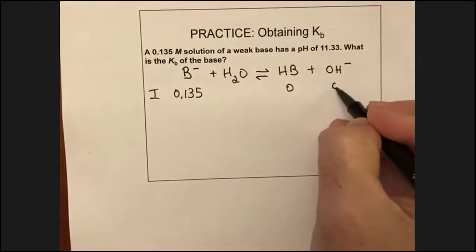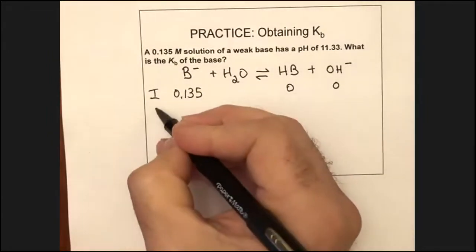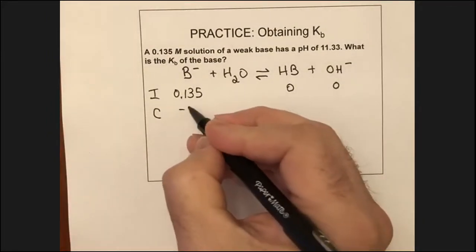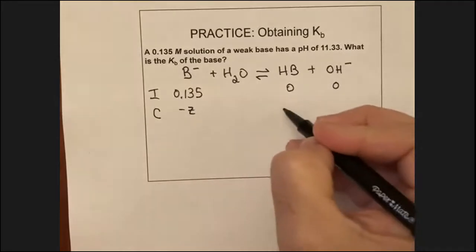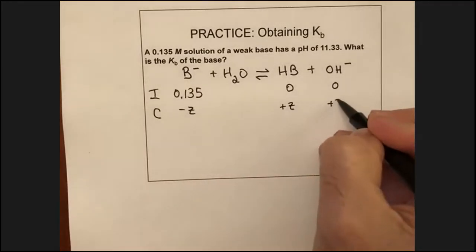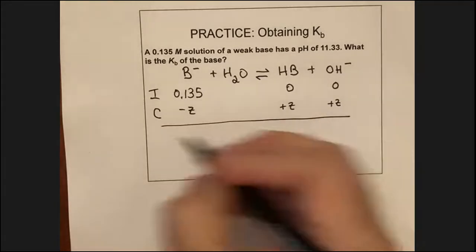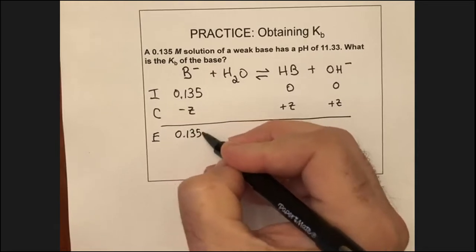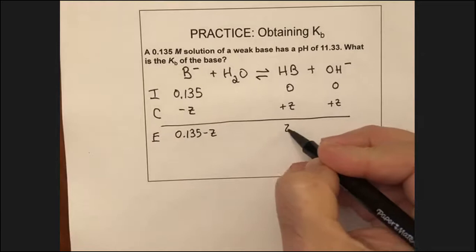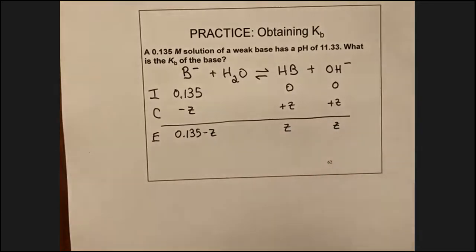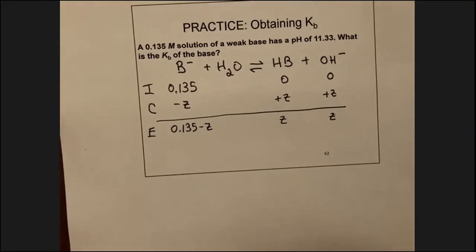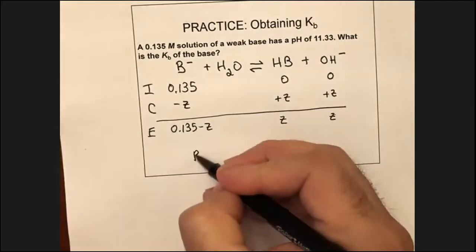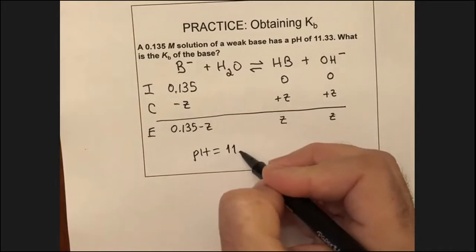And nothing happening here. Again, I'm going to use my variable here. I'm going to use Z. Z represents the change in these different species. And then at the end of the process, I'm going to end up with 0.135 minus Z, and then Z molar in each one of these guys, right? Now, in this case, they're telling us what the pH is. They're telling us that the pH equals 11.33.